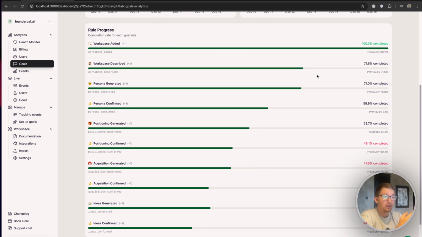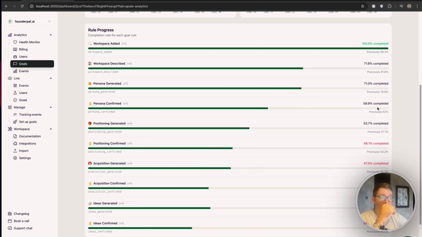Here it's clearly visible that the biggest drop off is workspace described. So the person adds a workspace, but then they're too lazy to describe the idea. And maybe the next one is confirmation of persona. They generate the persona, but they don't quite like the results, and they just don't confirm, maybe even quit before it's generated. So this is a good insight: you take a look, then you go to the product, you fix it, and then you can compare.